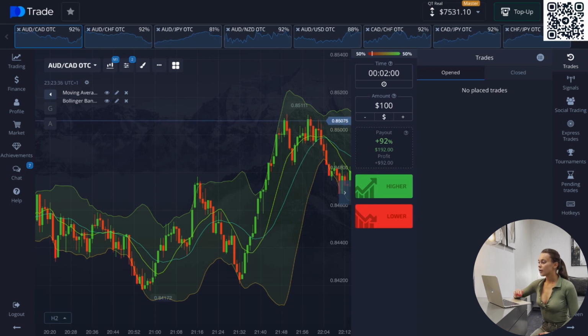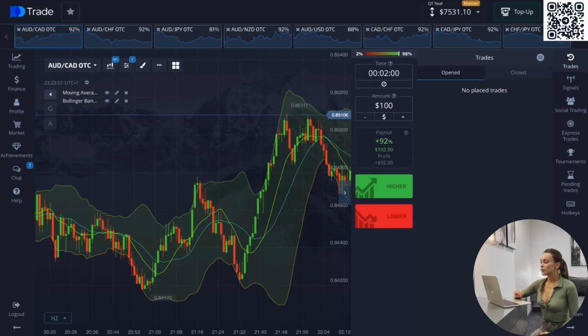Well, to trade on this strategy, you need to add two indicators to your chart. These are the Bollinger Bands indicator and the moving average indicator. I added them to the chart and set them up. Let's remember what the essence of trading on this strategy is.